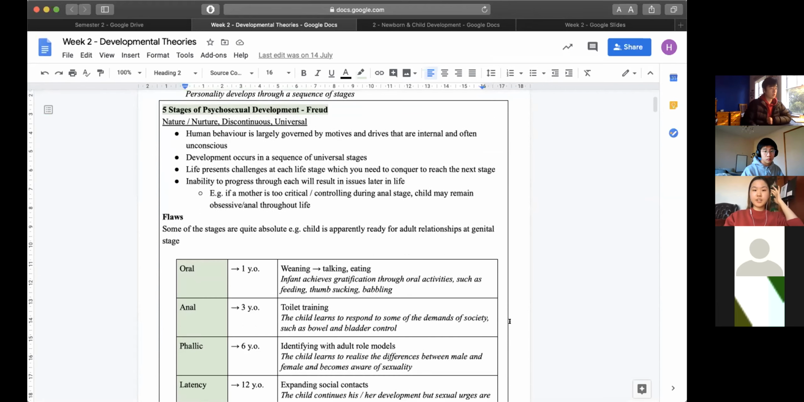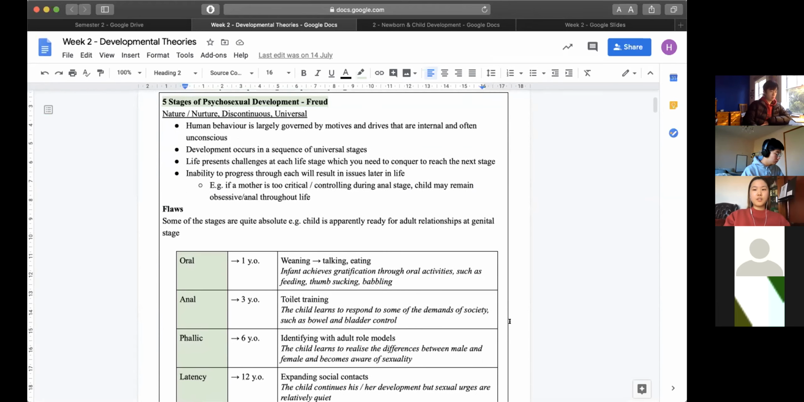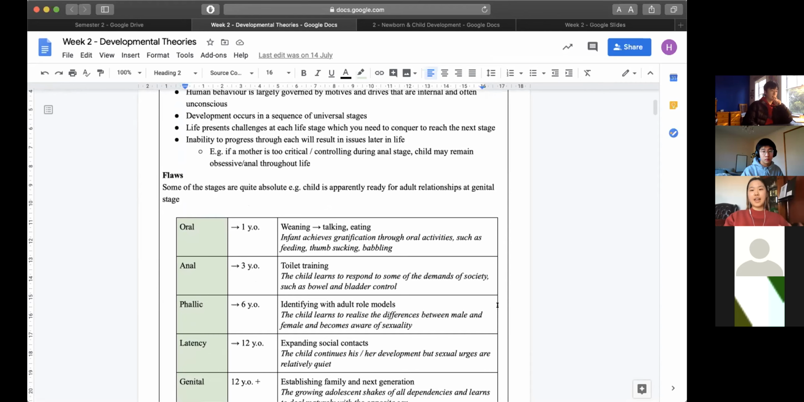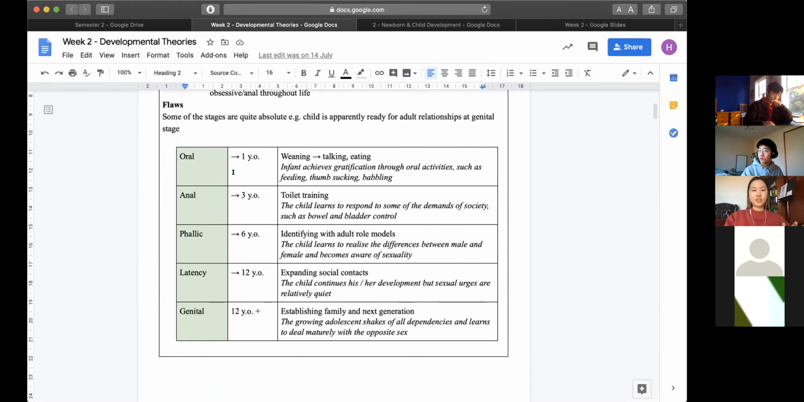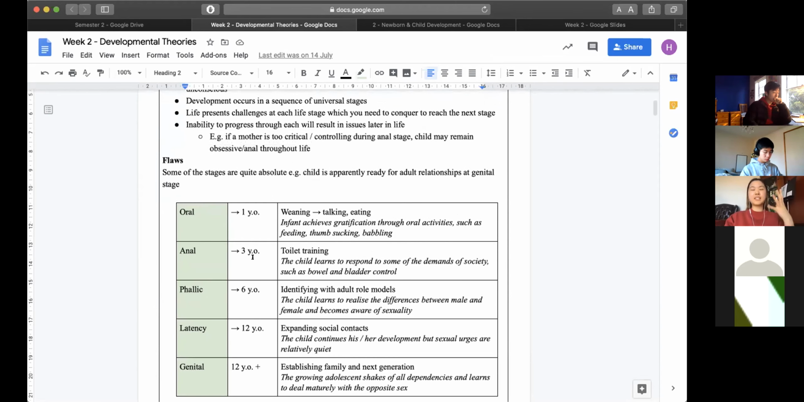For example, Freud. Freud is recognized as a flawed theory. It's the one that gets mentioned a lot because it's the one the public knows, like, oh, Freudian, and so on. But it's also kind of bad because it's very, very absolute. If we look at the staging here, apparently a child is going to be ready for adult relationships when they reach 12 years old. So the stages don't really make sense anymore.